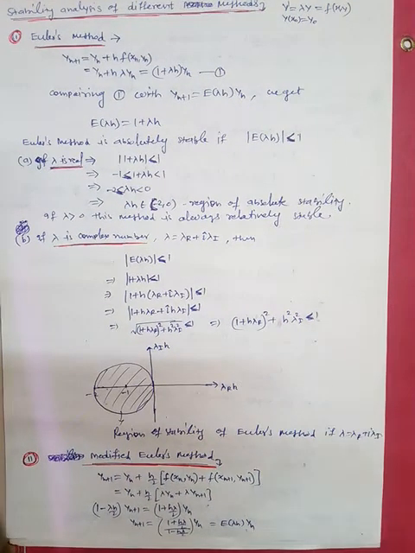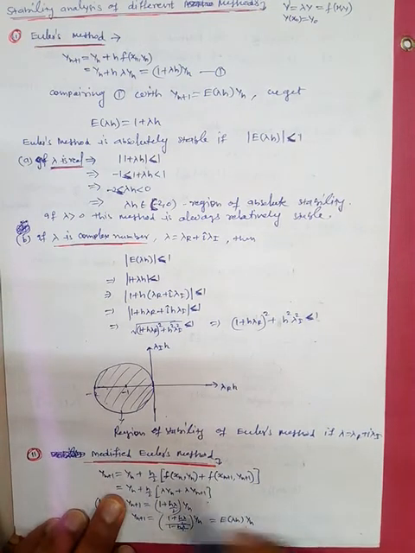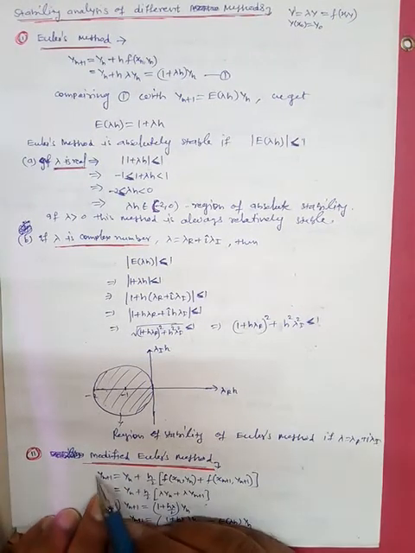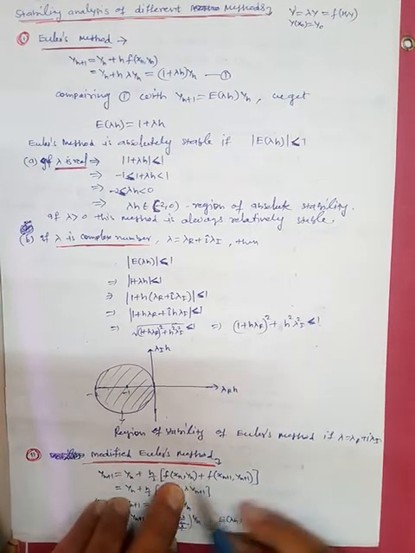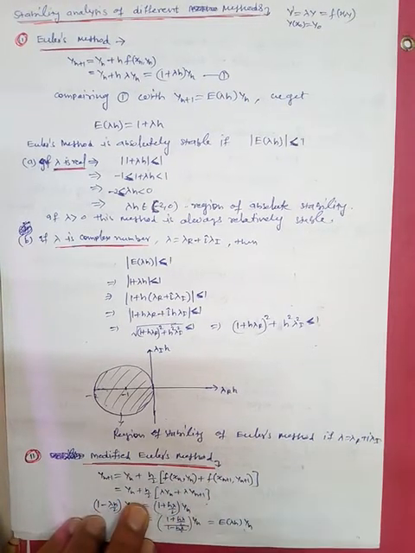Okay. Now we will discuss the modified Euler's method. What is the modified Euler's method? We have already discussed this method. The method is y_{n+1} = y_n + (h/2)[f(x_n, y_n) + f(x_{n+1}, y_{n+1})]. So this will be the modified Euler method.